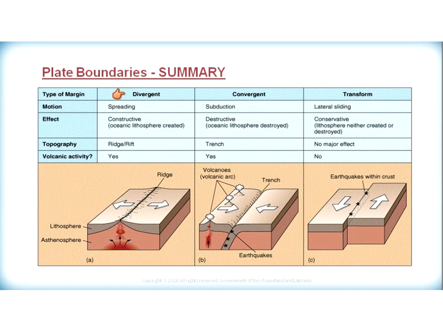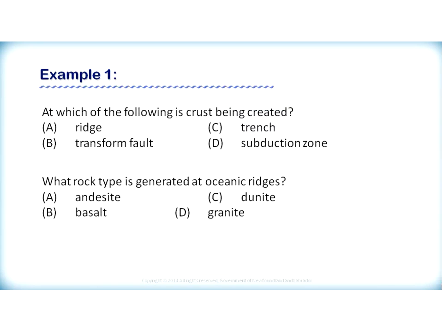So this table would summarize the different geologic features and conditions that are associated with the three different types of plate boundaries, that being divergent plate boundary, convergent plate boundary, and transform plate boundary. And you should be able to contrast each of these three different types of plate boundaries.